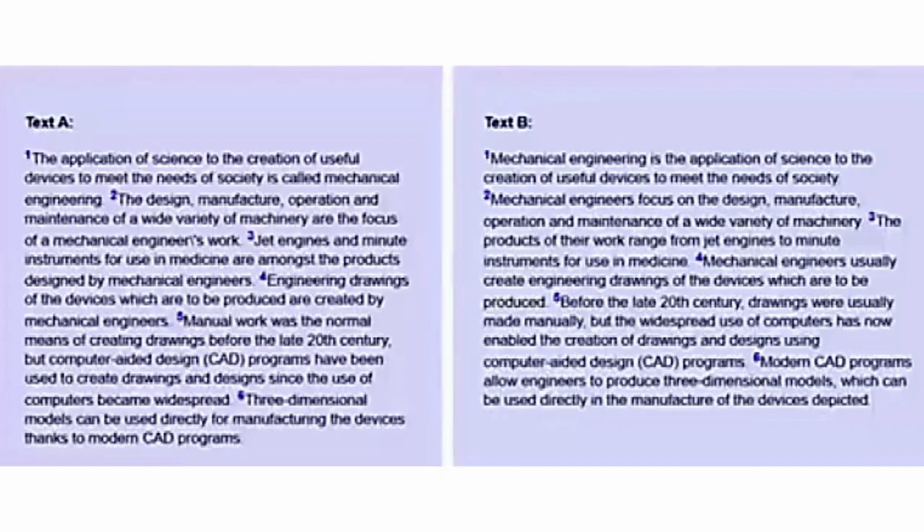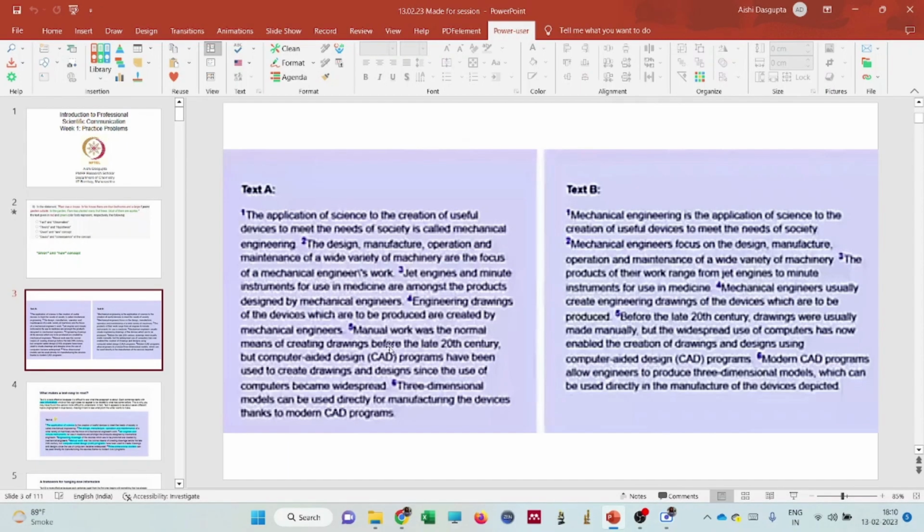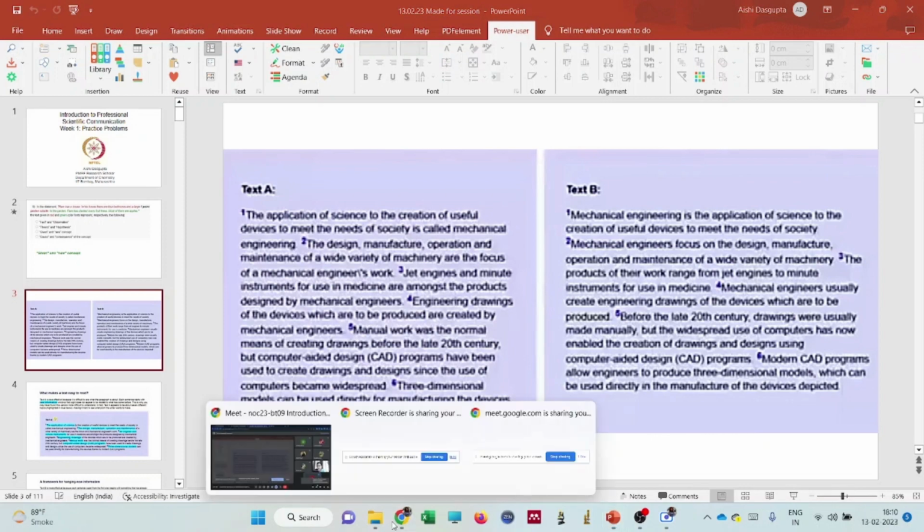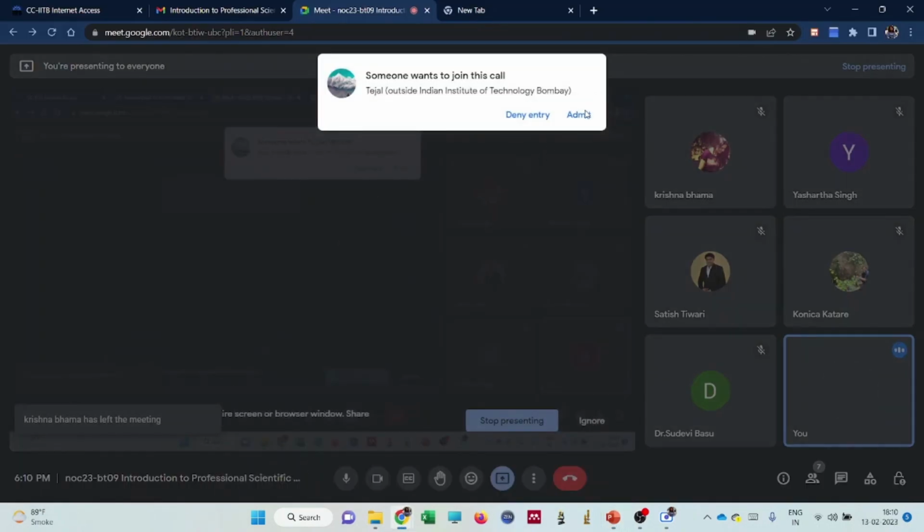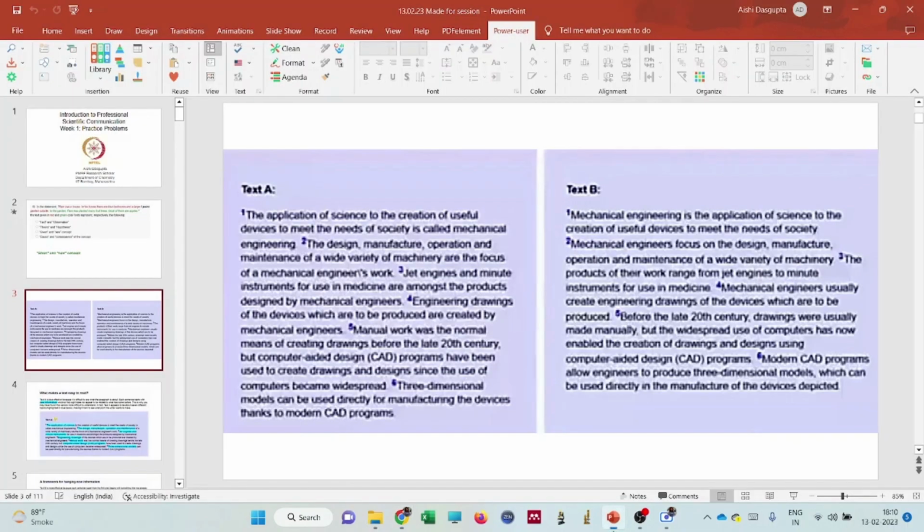However, the information in both the texts is the same. In text A also, the second sentence talks about the exact same thing, but it's basically in passive voice. It starts with what mechanical engineers do, and then it moves to the mechanical engineering part.